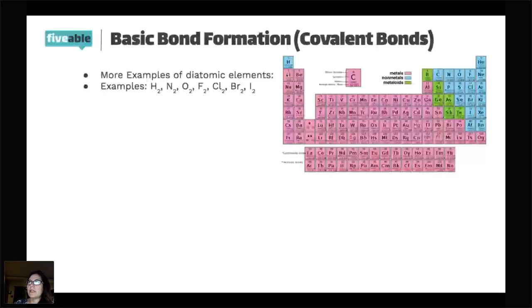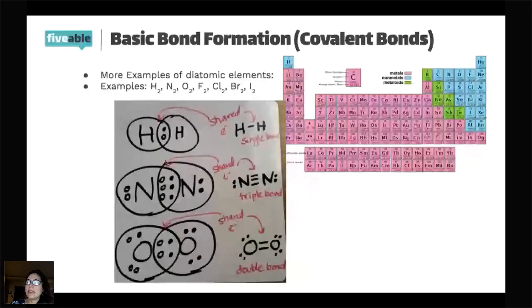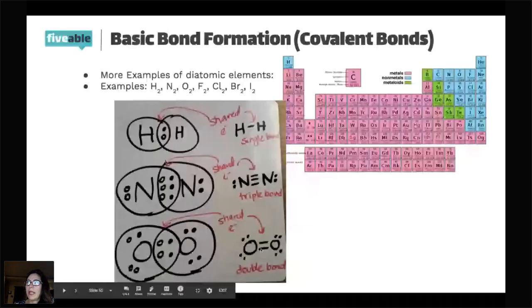So these ones bond covalently, again, because they're more stable in pairs than on their own. So hydrogen will end up having one single bond with one pair of electrons shared. Nitrogen will form a triple bond because it shares 3 pairs of electrons. And oxygen forms a double bond because it shares 2 pairs of electrons.